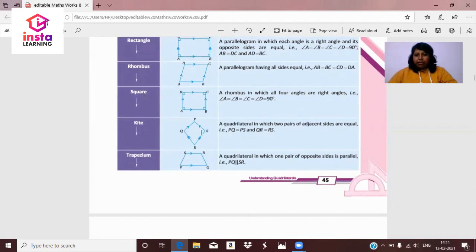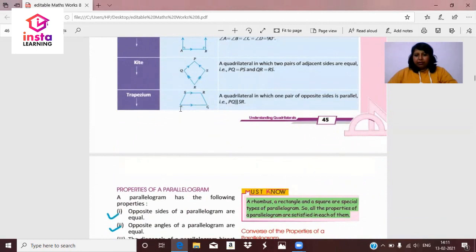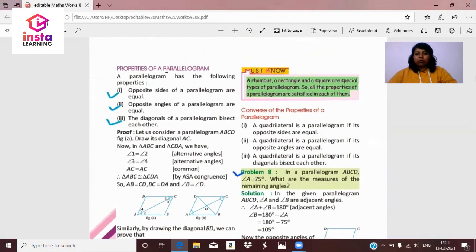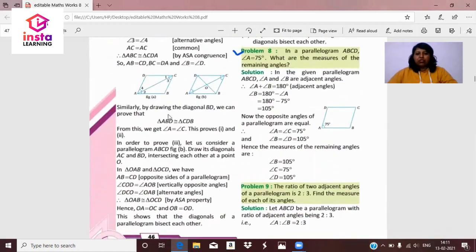Kite, in which PQRS is a kite, PQ will be equal to PS and QR will be equal to RS. Trapezium, in which one pair of opposite sides is parallel. PQ will be parallel to SR. Then we come to the properties of a parallelogram. It has the following properties. Opposite sides of a parallelogram are equal, opposite angles of the parallelogram are equal, and diagonals of the parallelogram bisect each other. Let's do one problem based on the properties of the parallelogram.